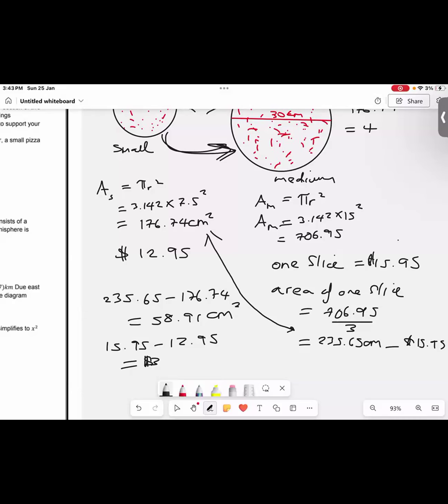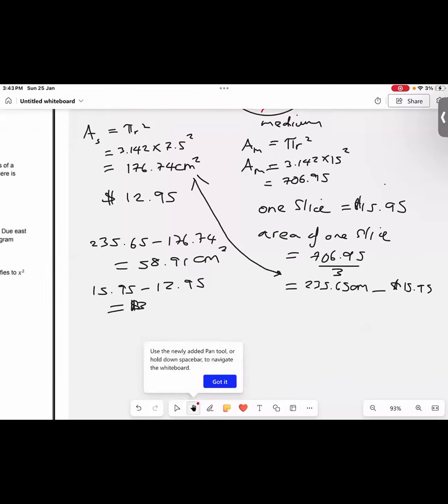All right. Now look at this. We're going to finalize everything now. We're on one more calculation. So now we can confirm that one slice of the medium pizza has 58.91 more area than a whole entire small pizza. And in order for you to access that 58.91 more pizza, you only have to pay $3 more. Not true?